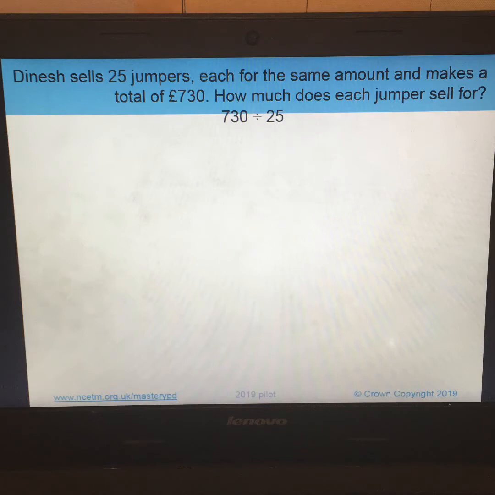Right, let's get started. Right then, problem number 1. Dinesh sells 25 jumpers, each for the same amount, and makes a total of £730. How much does each jumper sell for? So the calculation we are doing is £730, and we're sharing it between the 25 jumpers to find out how much each jumper is worth.